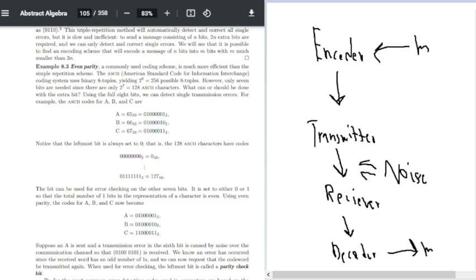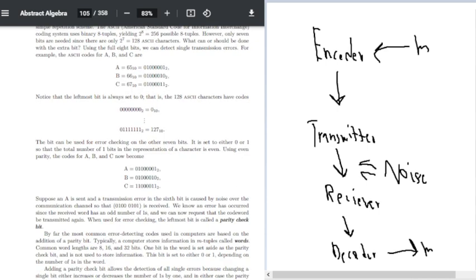For example, the ASCII codes for A, B, and C are A = 65 base 10 = 01000001 base 2. What this is saying is that 65 base 10 is equal to this expression base 2. And notice that the leftmost bit is always set to 0. That is, the 128 ASCII characters have codes 00000000 up to 01111111, in base 2. The extra bit can be used for error checking on the other 7 bits.